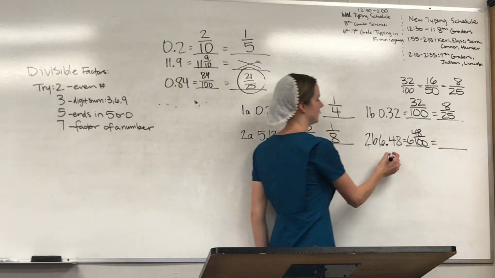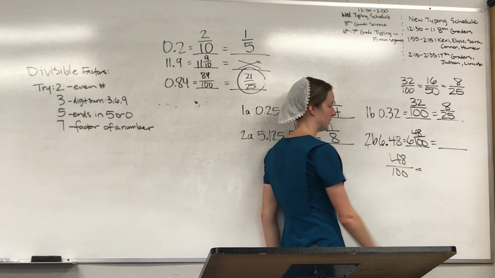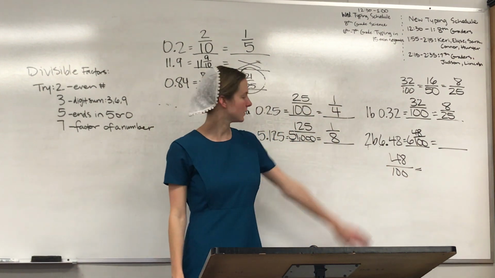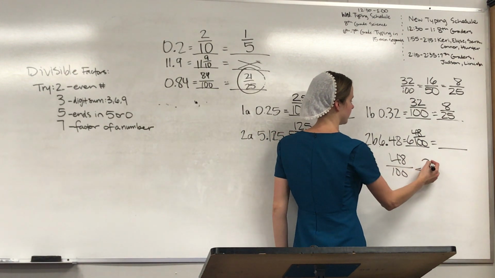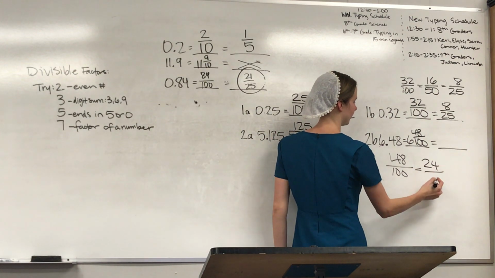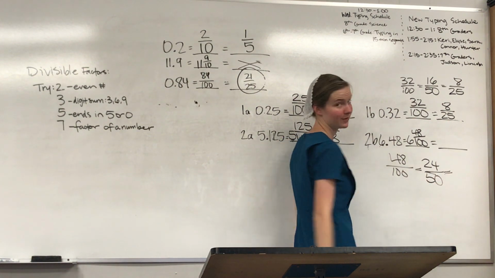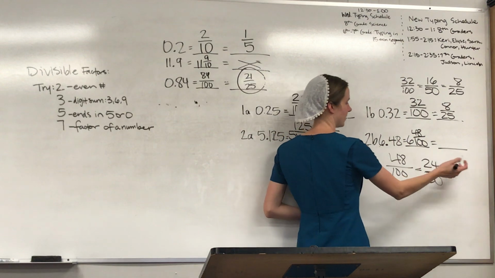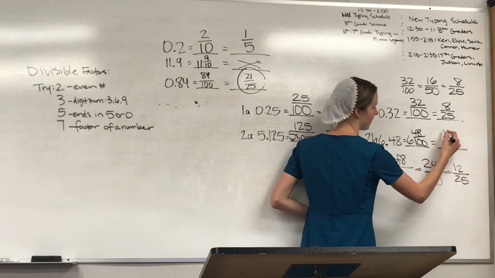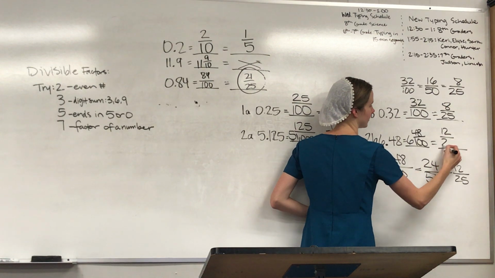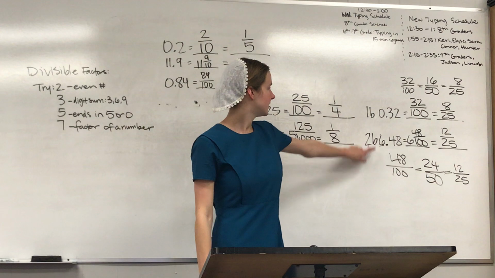Alright, it's a big number, so I'm going to bring it out just in case. 48 over 100. I'm going to divide it by 2 because they're both even numbers. 48 divided by 2 is 24. 100 divided by 2 is 50. Yeah, they're still both even. So 24 divided by 2 is 12. 50 divided by 2 is 25. 12 over 25 would be our simplified fraction.